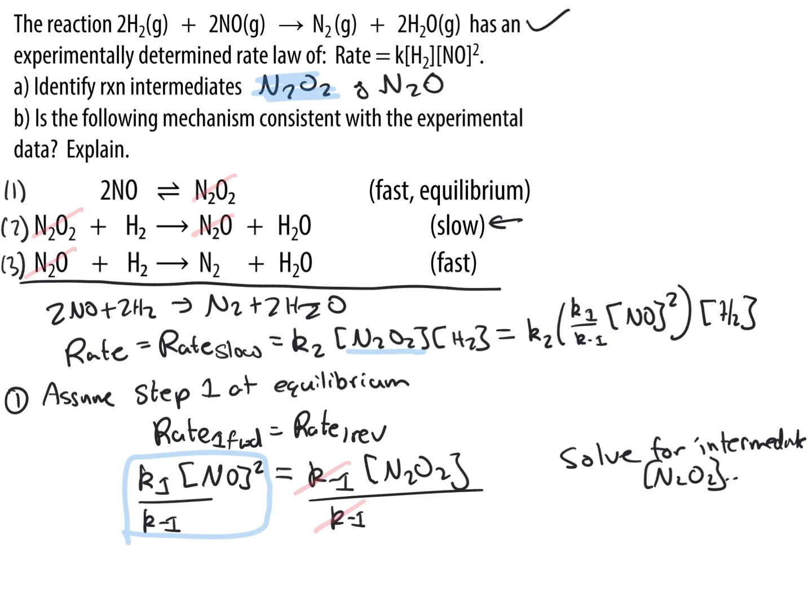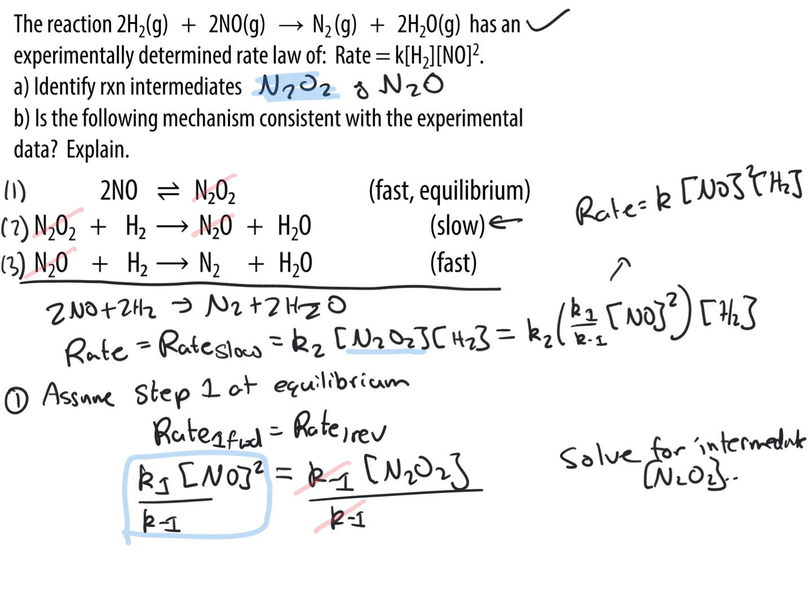Now, again, I could make this a little bit prettier. Rate is equal to some new rate constant K times NO squared times H2, where this overall rate constant K is K2 times K1 over K minus 1. But I can now compare to experiment. NO squared, so second order in NO, that matches, and first order in H2, that matches. Last couple types of things to see if it's consistent with experiment.